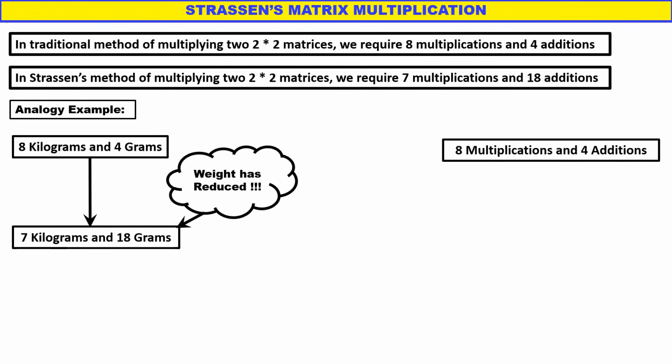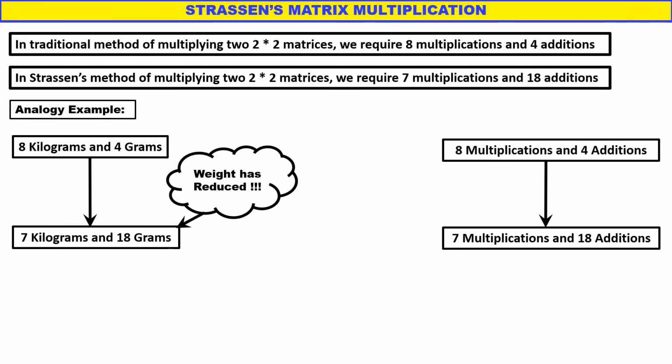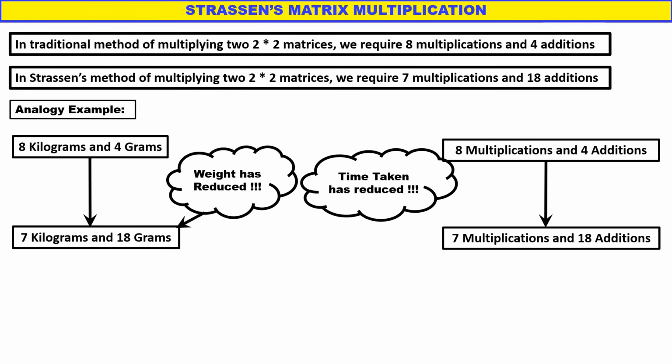Same analogy we will take for Strassen's method also. 8 multiplications and 4 additions, when it is reduced to 7 multiplications and 18 additions. Carefully see here, the number of additions are increased from 4 to 18, whereas multiplications are reduced from 8 to 7. What will happen to the total time taken? Total time taken has reduced because multiplication takes a lot of time compared to one addition. That is very, very important. Meaning, in Strassen's method, the time required is less than the traditional method.